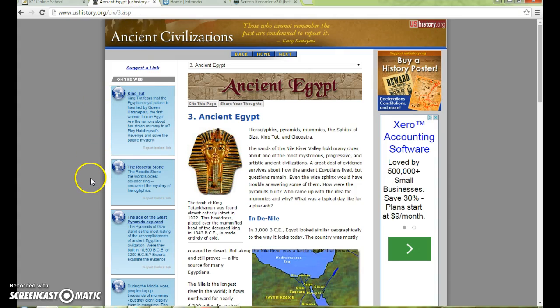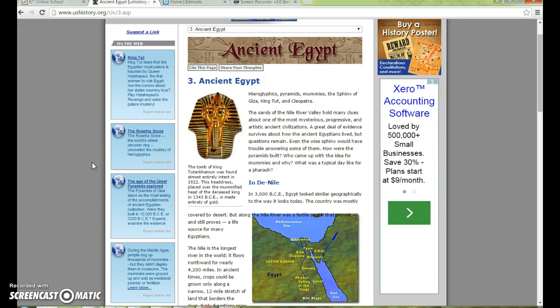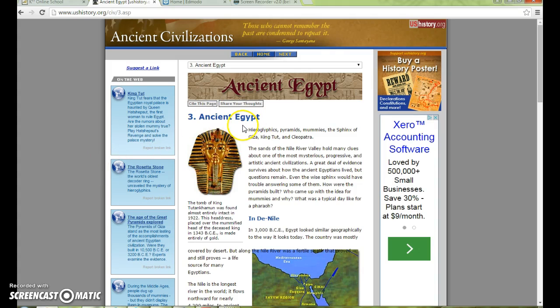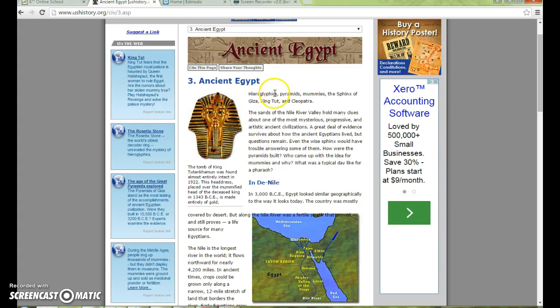So I've given you the direct link to the page about ancient Egypt. Now there are other pages, so I'm going to show you how to find that. But if you start reading through ancient Egypt, let's take a look here. Some of the things we're looking for as we fill out our chart are information such as, did they have writing? Did they use technology? Now I see things about hieroglyphics, pyramids, mummies. Okay, so we know that we're going to find some aspects of ancient civilization.